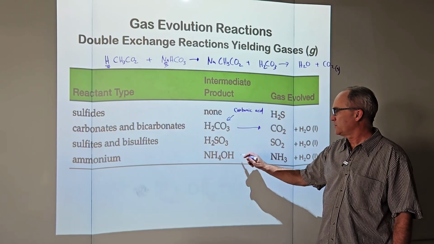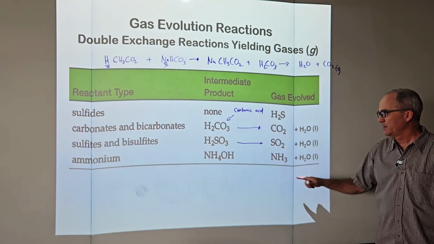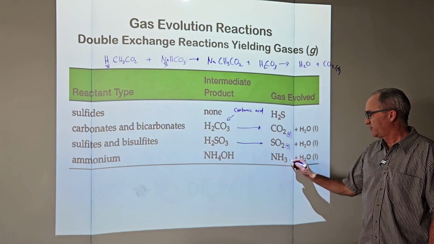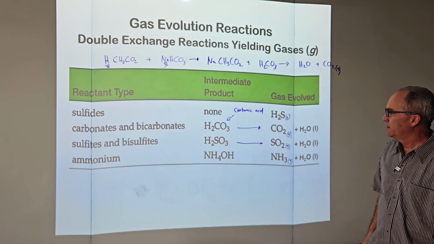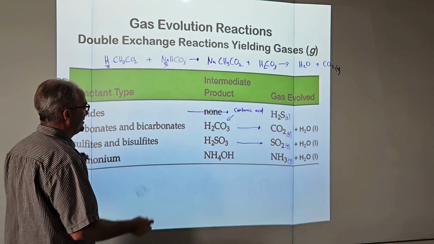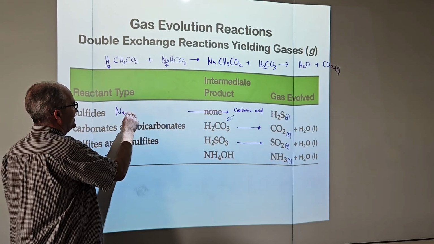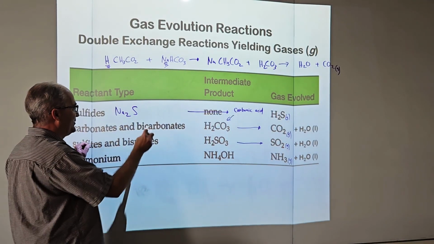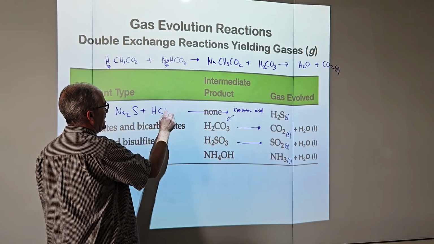So here's H2SO3. It can break down into SO2. So at least 2 of 3 form a gas. Intermediate product, none. Well, most sulfides are insoluble. Over in the stockroom, we have a bottle of this, and you want to be careful with this, because if you get it next to some acid.